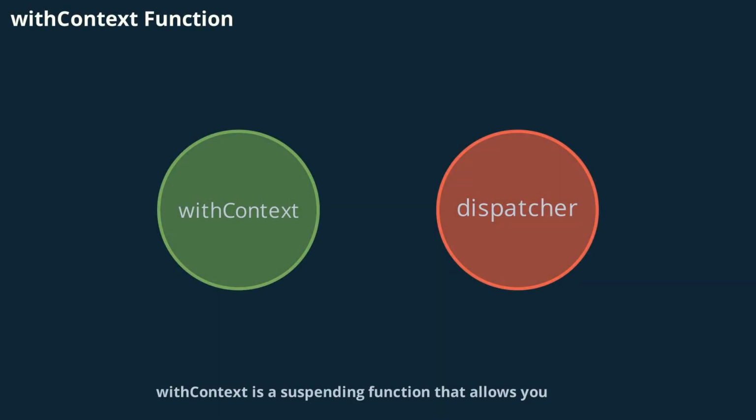withContext is a suspending function that allows you to switch the coroutine's context to a different dispatcher. It suspends the current coroutine, switches to the specified dispatcher, executes the provided block of code, and then resumes the coroutine in its original context.